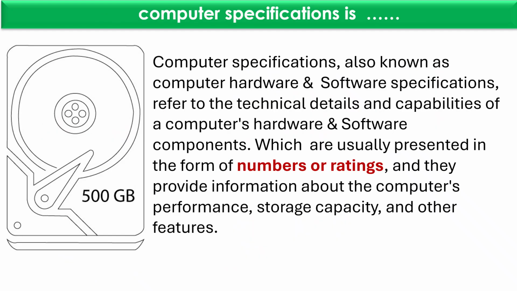So firstly, let's define what computer specification is all about. Here I've given you a short, brief definition which states that computer specification, also regarded as computer hardware and software specification, refer to the technical details and capabilities of a computer's hardware and software components, which are usually presented in the form of numbers or ratings, and they provide information about the computer's performance, storage capacity, and other key features.